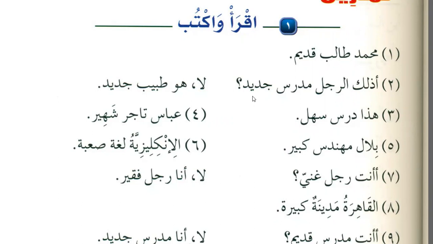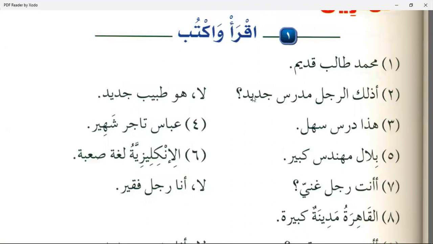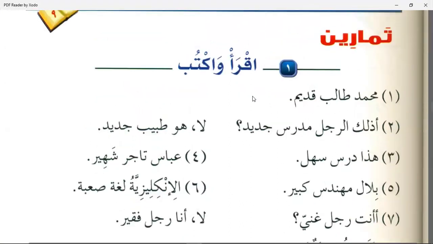And then Abbas tajirun shahirun. Shahirun. And number five, Bilal muhandisun kabirun. Anybody, any question? Miss Rahma. What is the meaning of Shahir? Shahir means famous.